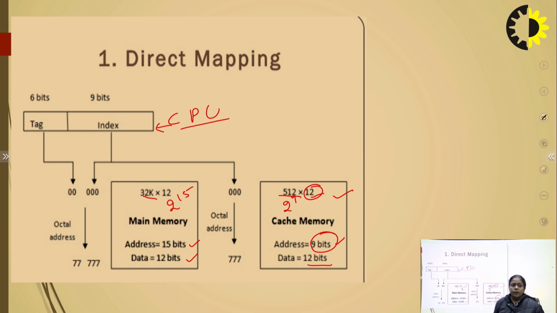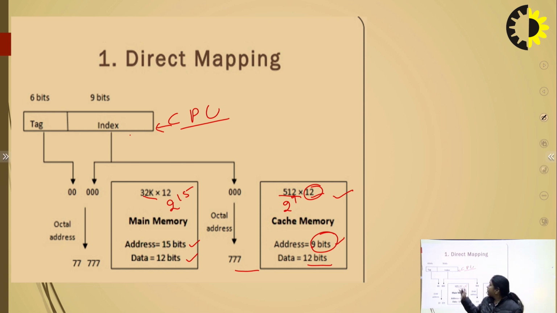So now what will happen? You can see here we need a 9-bit address. In this case of the CPU address, which is the main memory address, 9 bits are allocated for the index, which is the address of cache memory. Then when we add tag bits to the cache memory address, it becomes the main memory address. So you can say that the CPU address is divided into tag and index.